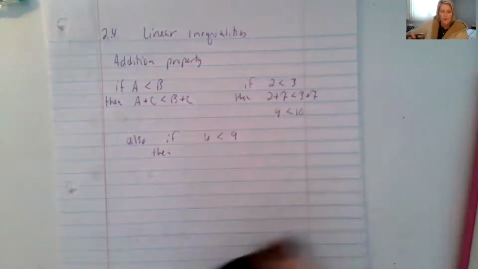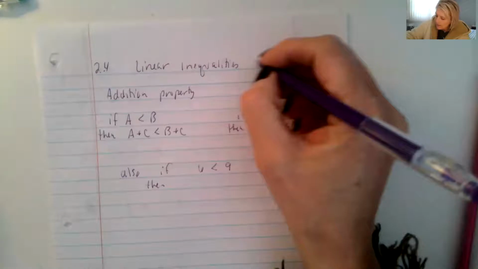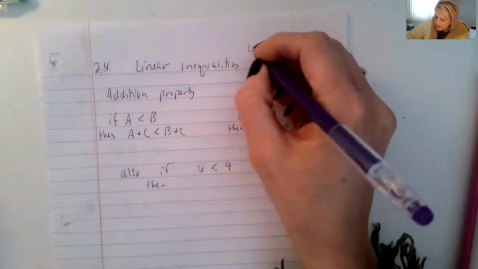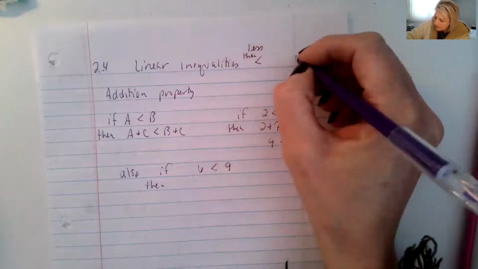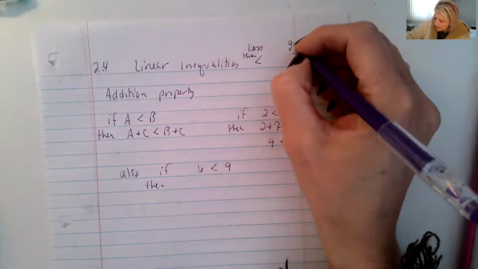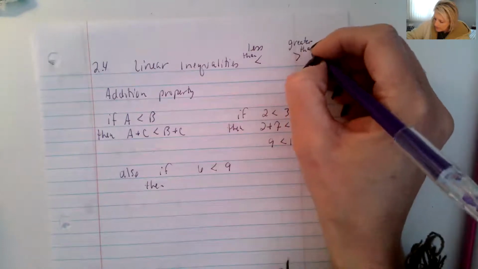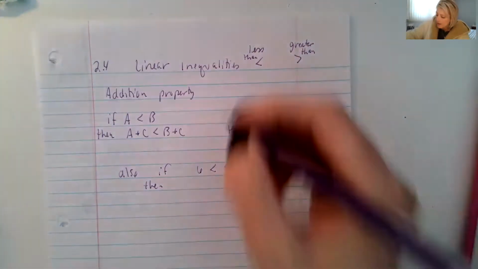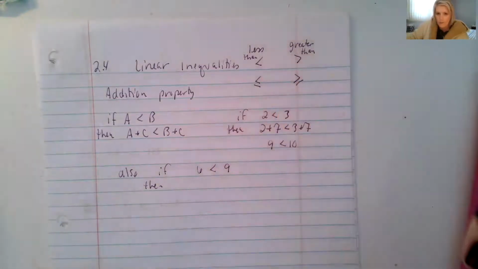Anyway, we are going to be talking about linear inequalities in this lesson. I want to go through a couple of properties that are important because when we talk about inequalities, we're talking about the less than symbol, the greater than symbol, and then less than or equal to and greater than or equal to.